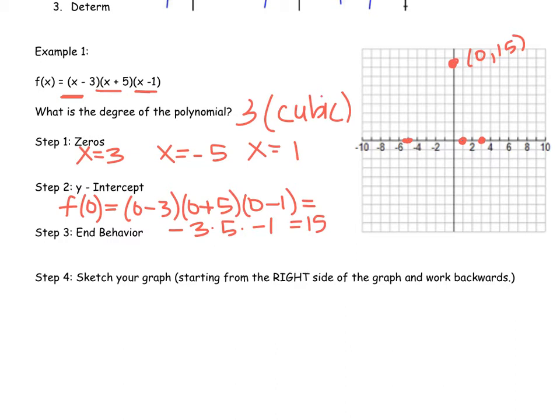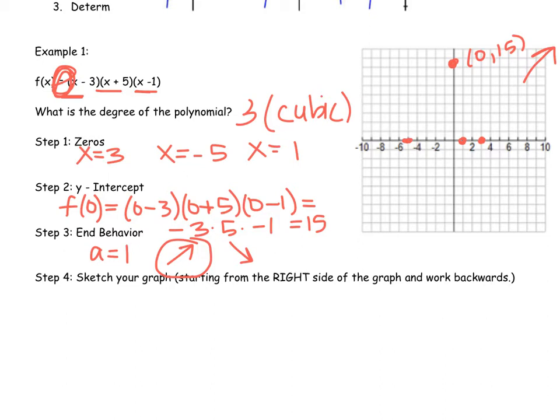And lastly, we're going to look at the end behavior. So I'm going to look at the a value, which in our example is just 1. That's the value out front that tells us if it's going to be increasing or decreasing. So in this case, our a value is positive, so we know that it's going to be increasing as we go to the right. And that's what we're going to draw over here, that it's increasing toward infinity as we move to the right.